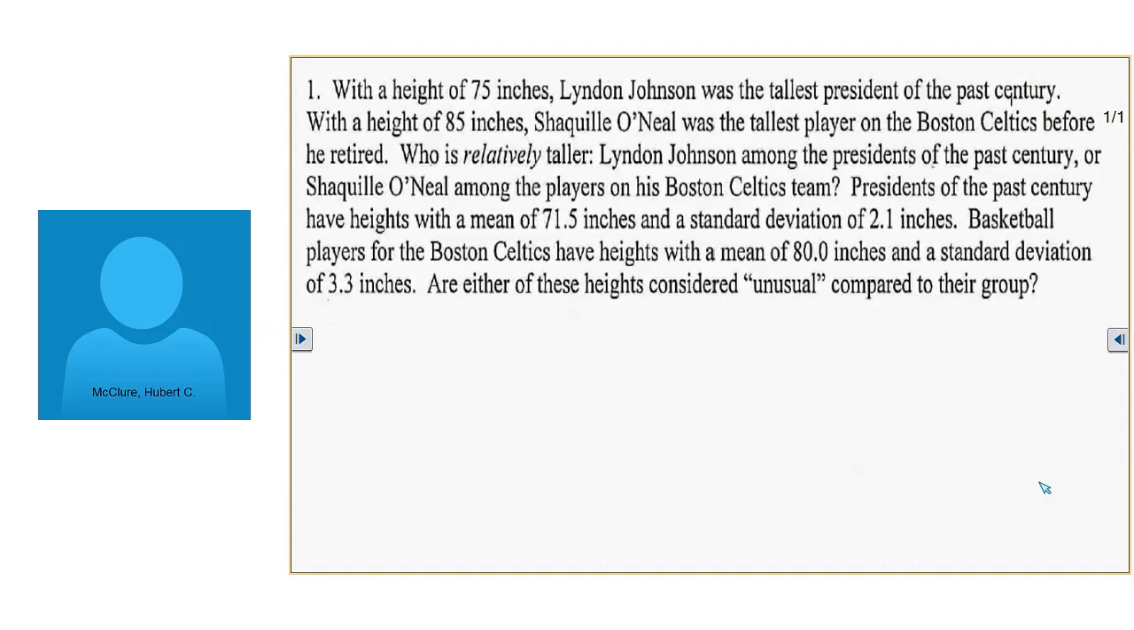Anyway, to make a long story short, that is what relative means. When you're comparing yourself to a population, to your population. So, who is relatively taller? 5'1" for a woman, or how tall are you? 6'3" for a man. Who is relatively tall? Well, you can't say, oh golly, this guy is 6'3". He's taller. I didn't say taller. I said relatively tall. He's a little fish in a big pond. She's a big fish in a little pond.